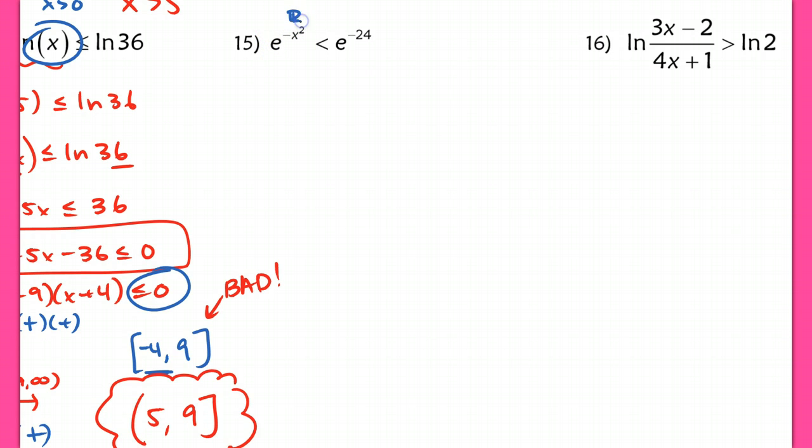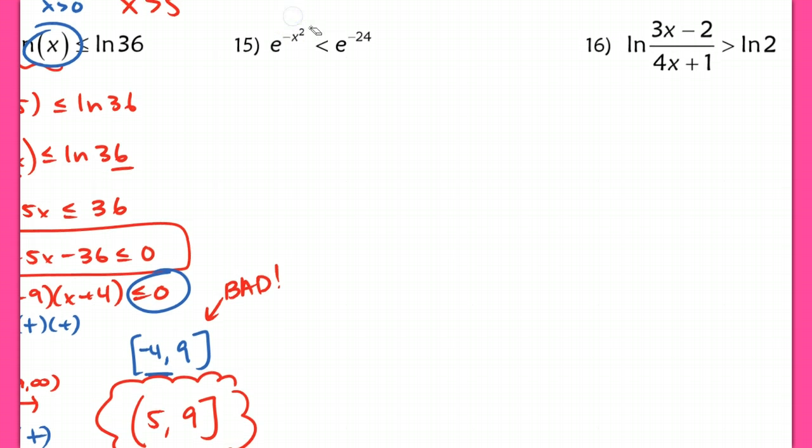X is all reals. So when we answer this, and I see I've got e to some power equaling, or less than, another power, that means that -x squared must be less than -24. I'm going to move that 24 to the other side. Actually, let's move the x squared to the other side. So if 0 is less than x squared minus 24, in other words, x squared minus 24 should be greater than 0.